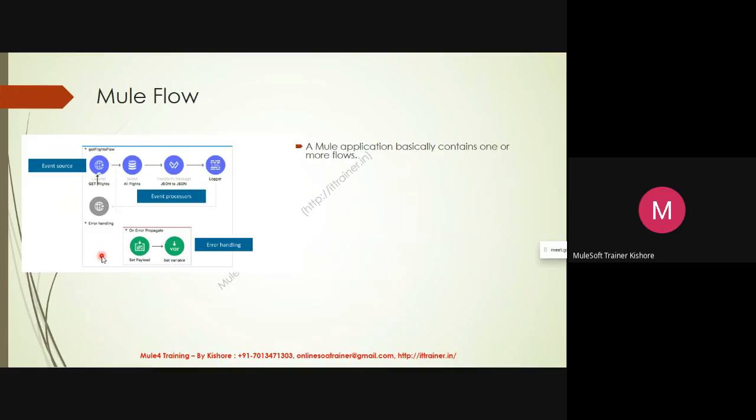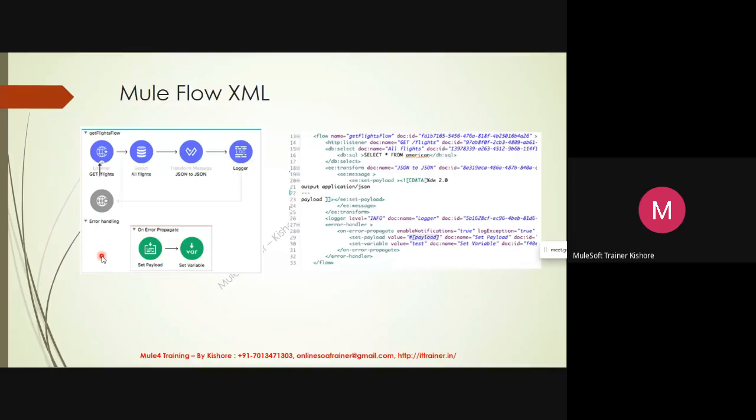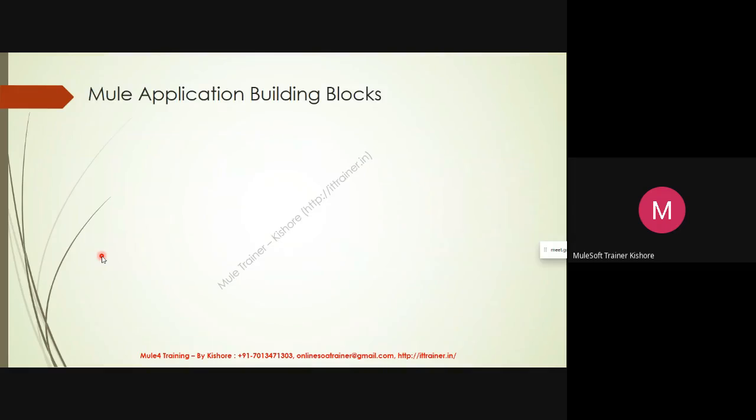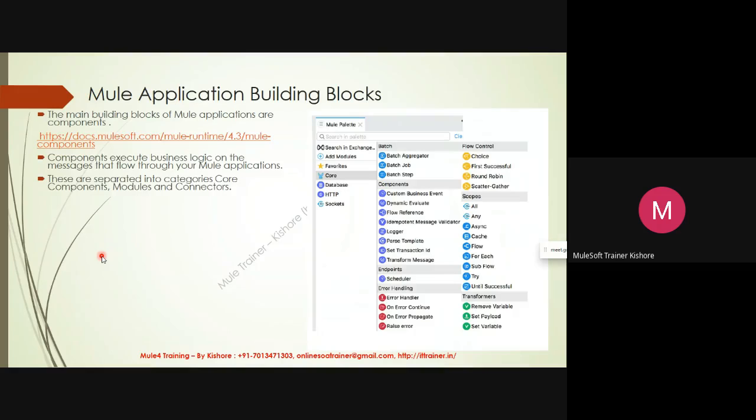But for the time being, you can remember Mule application, Mule configuration file, and then Mule flow. These three are enough for today's session. And flow XML, we have already seen there is a flow created in the graphical view. It will have an XML view, that is the XML and graphical view. So Mule application building blocks, we'll talk about these building blocks tomorrow. These are the components that exist.